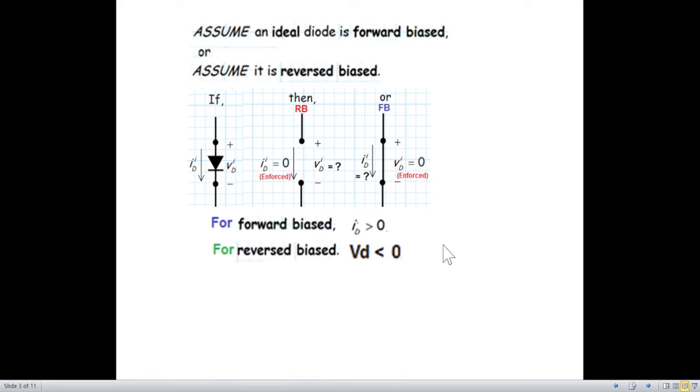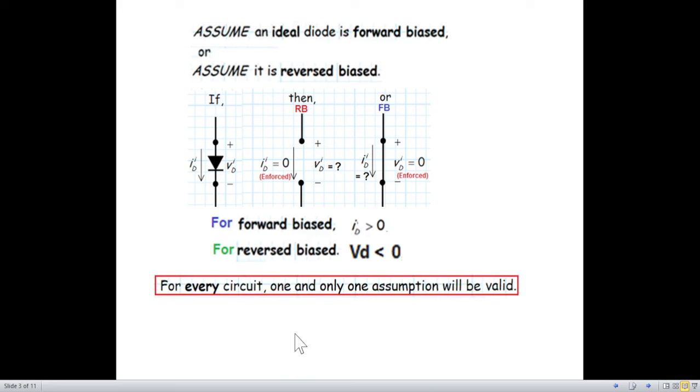Then there are two important conditions from here. If the diode is forward bias, then the diode current should be greater than zero. And when the diode is reverse bias, then the diode voltage should be less than zero. This voltage has to be negative. One more thing: for every circuit that we solve, one and only one assumption will be valid. And once you have found that assumption to be valid, there is no need of doing further calculation.